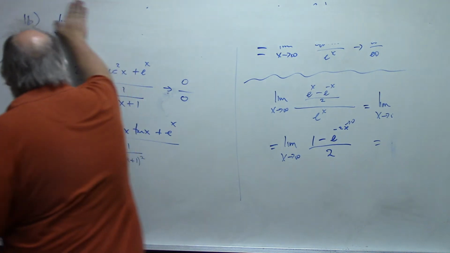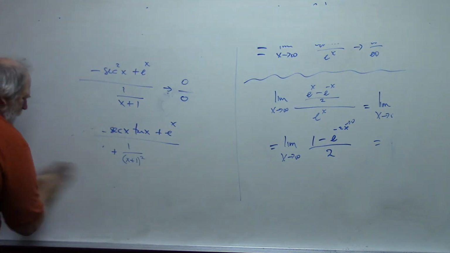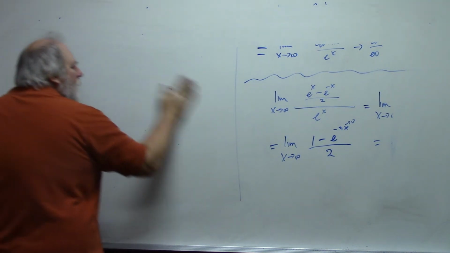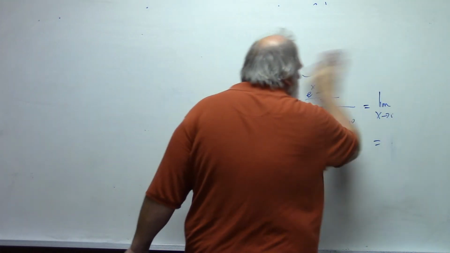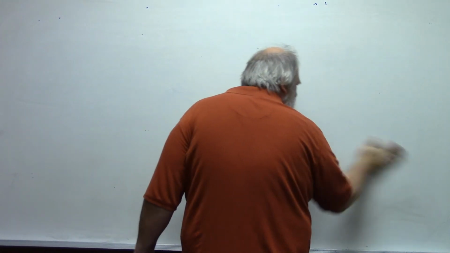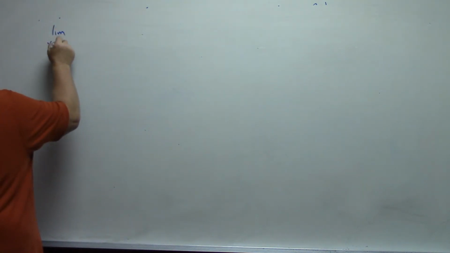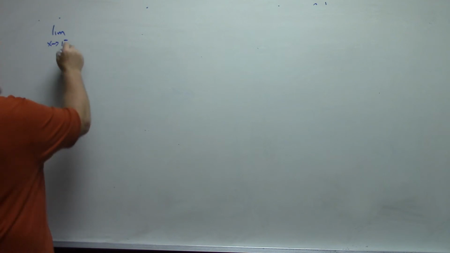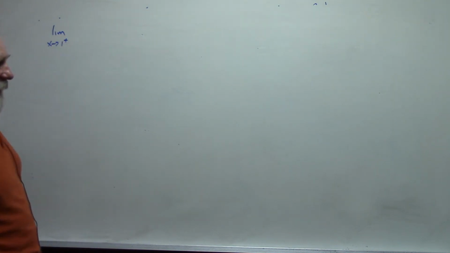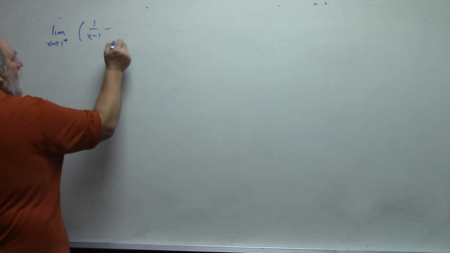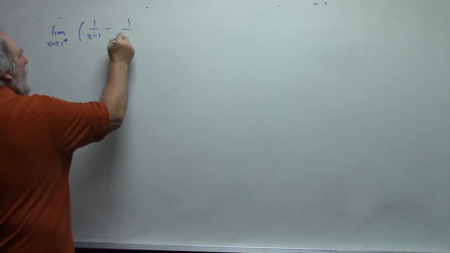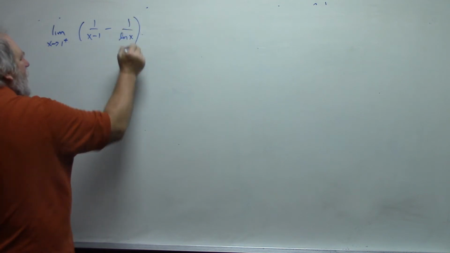Let's look at the third example. I'm going to do one example of each type, so we have 2 more examples left. Suppose I have the limit as x approaches 1 from the right of 1 over x minus 1 minus 1 over the natural log of x.